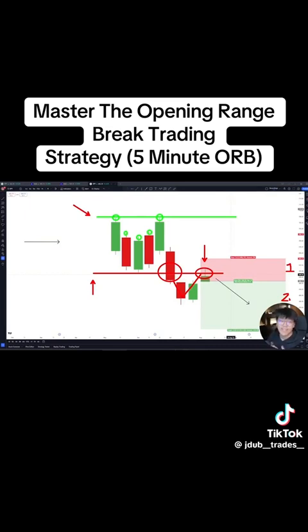So this is the exact strategy that we're going to be looking for, and it's all based off of one candle, which is the 5 minute opening range. And then we're going to go on to the 1 minute time frame, mark out the high and low of the first 5 minutes, and then we're going to be looking for the break and retest above your opening candle range high or below your opening candle range low. We're going to be looking for the retest and a continuation towards either the upside or the downside.